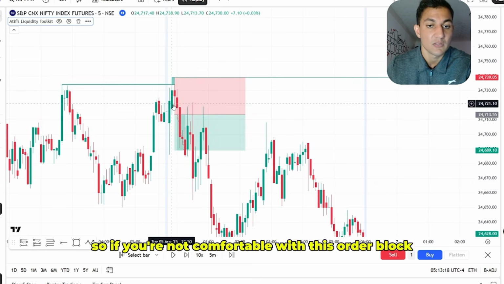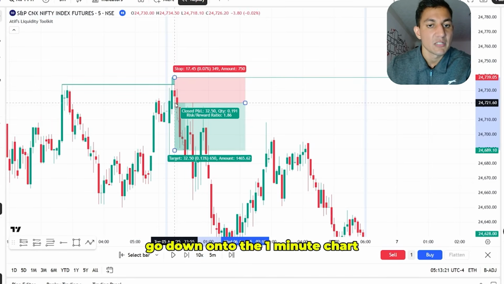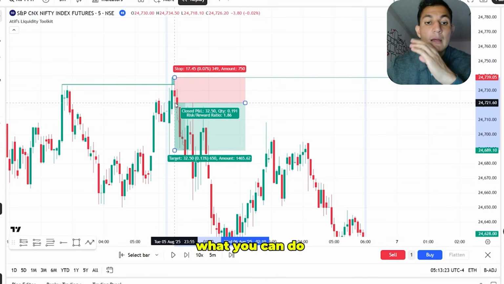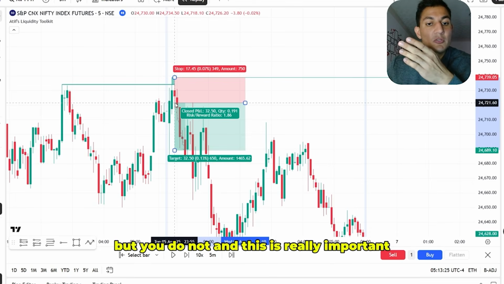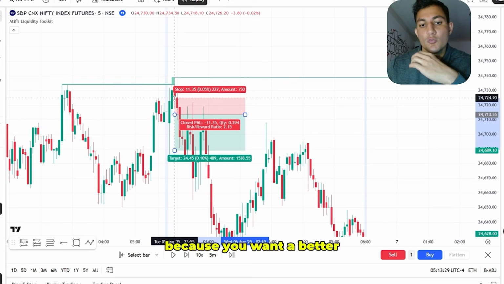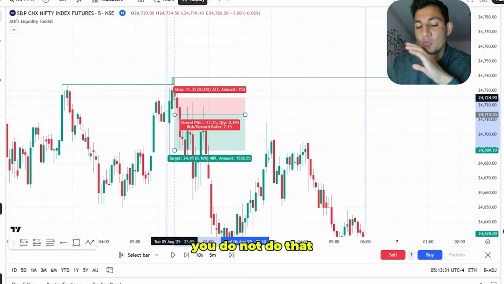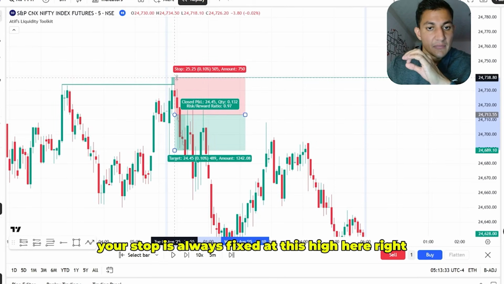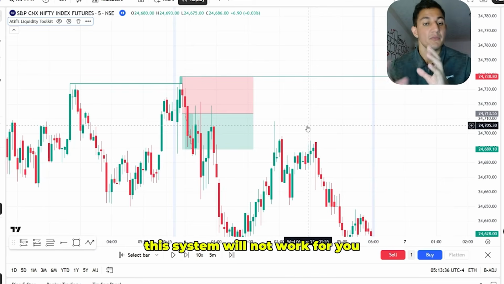So if you're not comfortable with this order block, go down onto the 1 minute chart, and I'll show you on the 1 minute chart what you can do, and go get a better entry, right? But you do not, and this is really important, you do not move your stop here, right? Because you want to get a 5-to-1. You do not do that. Your stop is always fixed at this high here, right? If you do not do this, the system will not work for you.